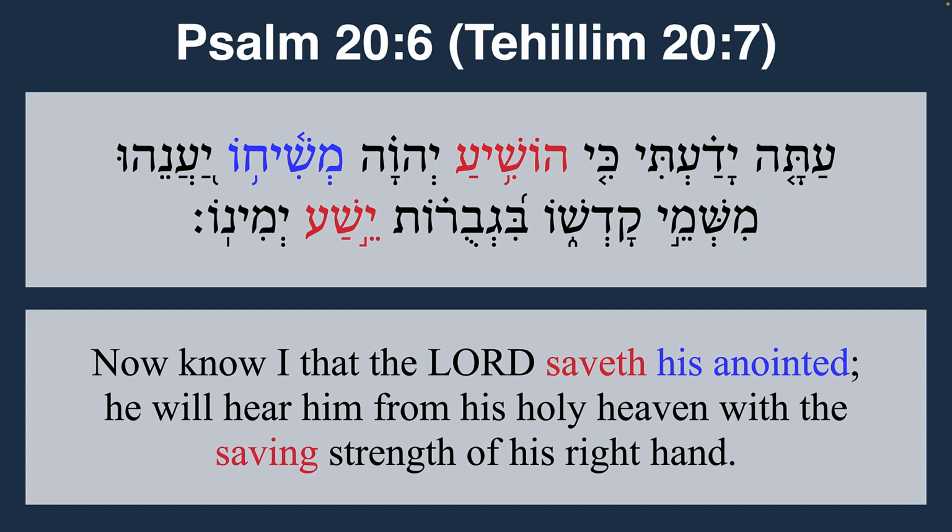We read in Psalm 20, Hoshia Adonai meshicho. The Lord saves, Adonai saves his anointed. Adonai saves his Christ, his anointed. So this Yesha is again saving. This is the word, right? That's the root actually. The root is Yasha. The inflection of it is Yesha. So here we have again the root for the salvation and the anointed.